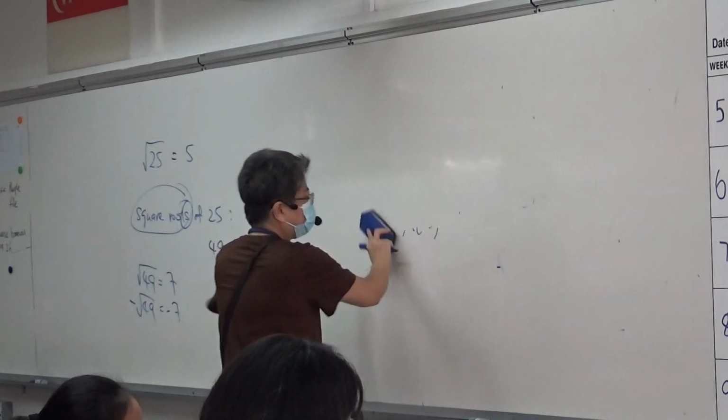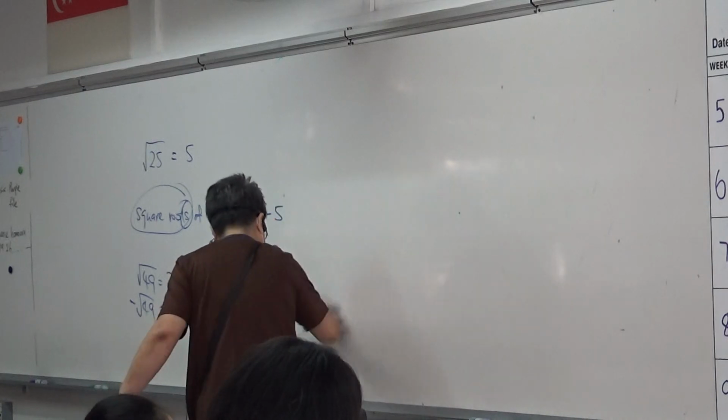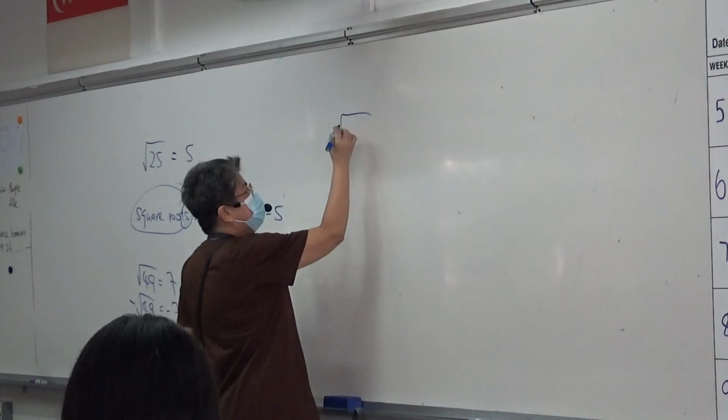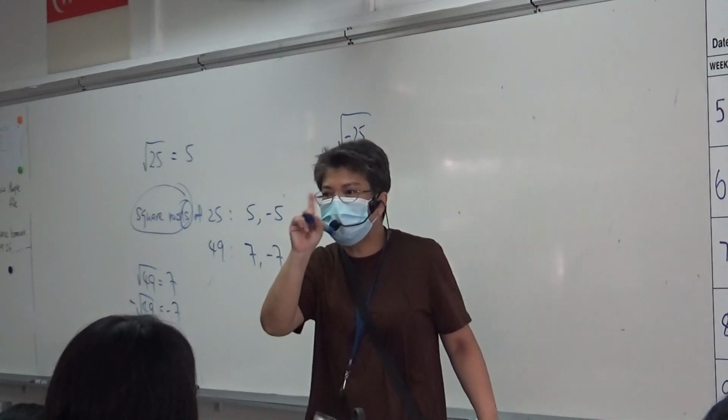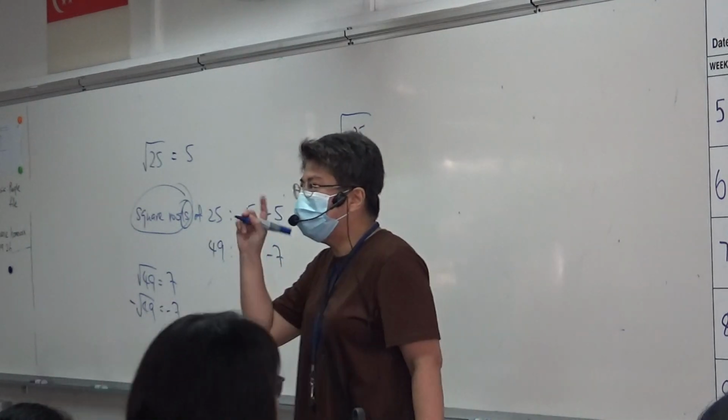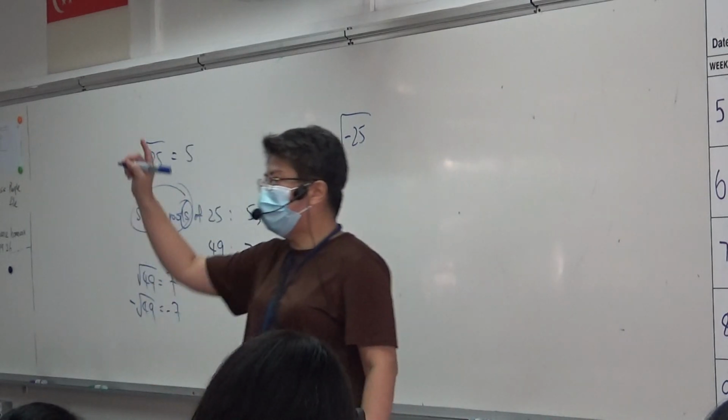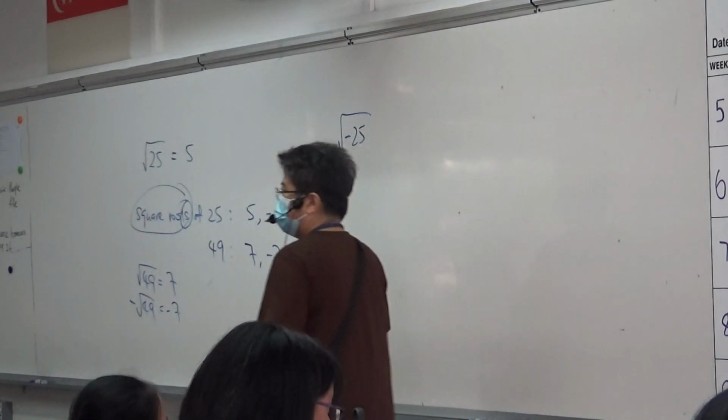Okay, then it boils down to another question. Can we find square root of negative 25? Now the negative is not outside, it's inside. Can we find square root of a negative number? Okay, all of you take out your calculator. Key in square root of negative 25.